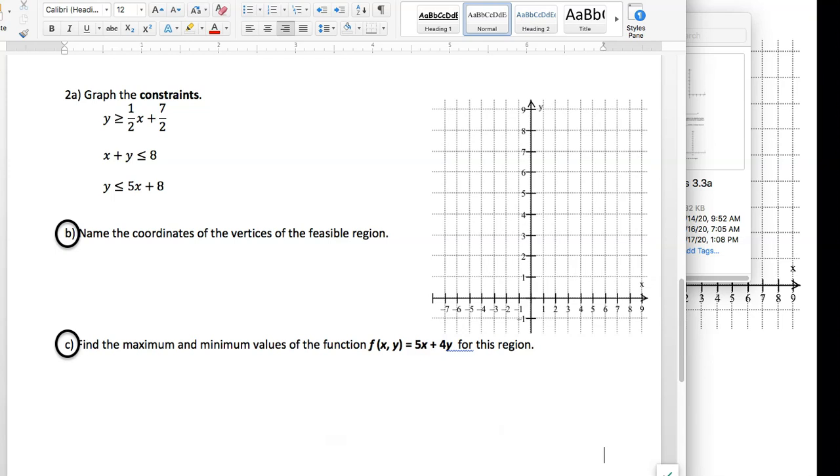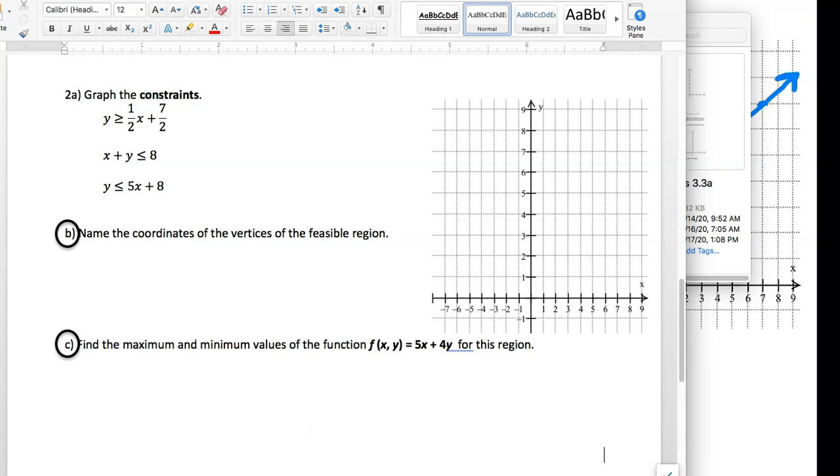So we can either go up 1 to the right 2, or we could go up 1/2 to the right 1. So if we go up 1/2 to the right 1, and repeat that, we get that kind of thing. Or we could go up 1 over 2, or down 1 over 2. So there's our first line. It has an equal to in the inequality, so it's a solid line.